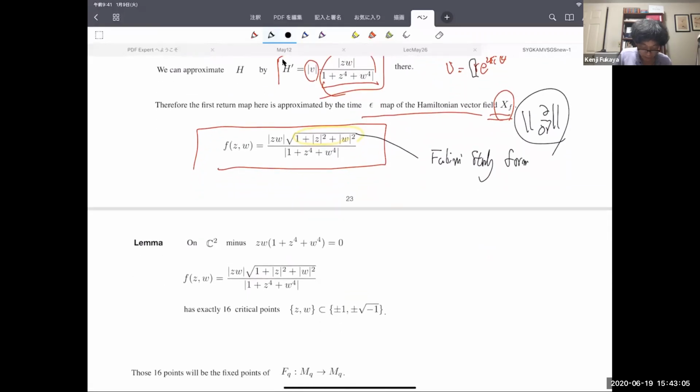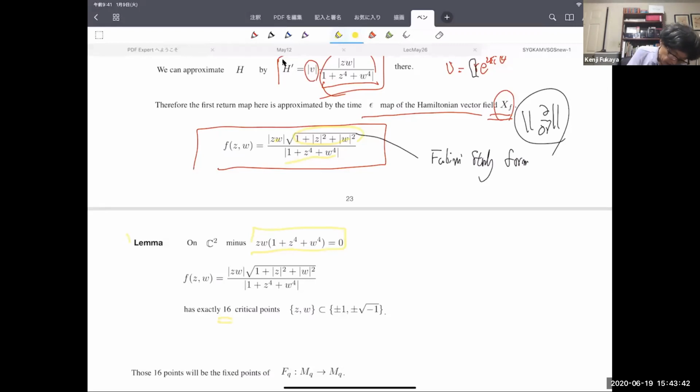A few weeks ago, I tried to calculate this Hamiltonian vector field, and it is not so easy. What I finally found is that I can at least calculate the critical points of this vector field. This vector field goes to infinity at this point; that is the base locus, and this zero here I want to remove. Then outside of that, there are exactly 16 critical points. These are the points where Z and W are fourth roots of unity.